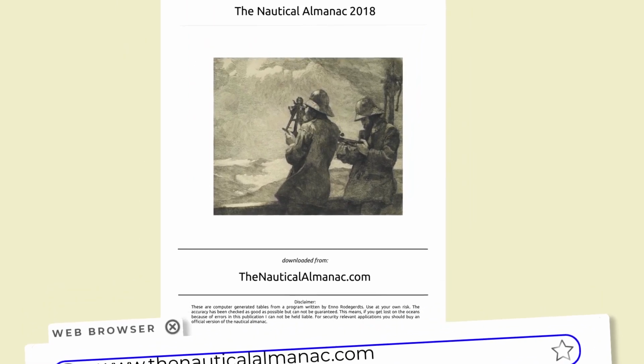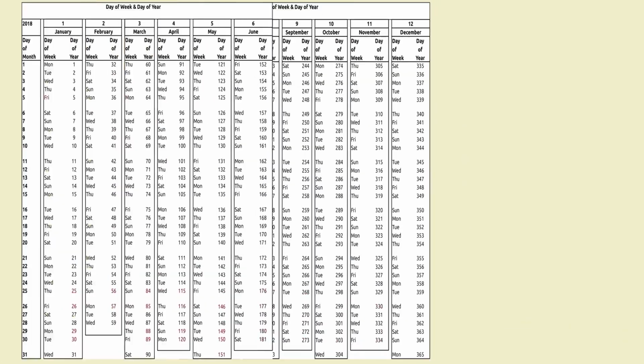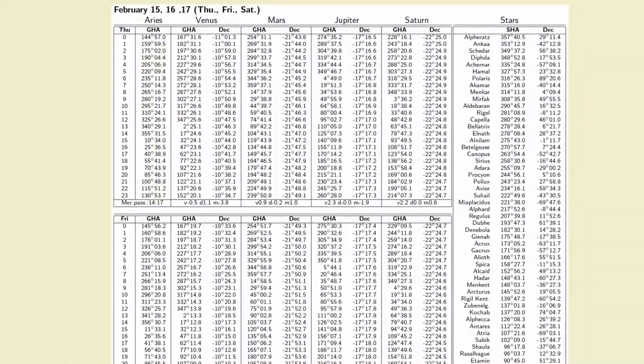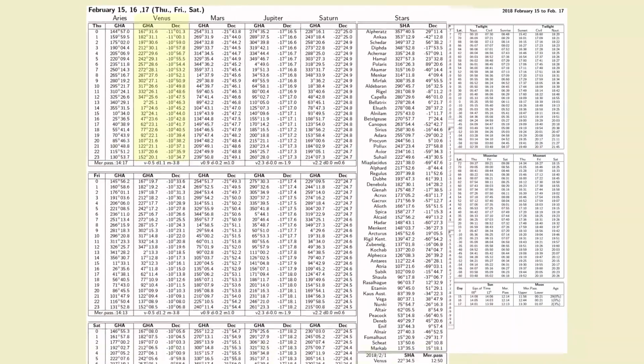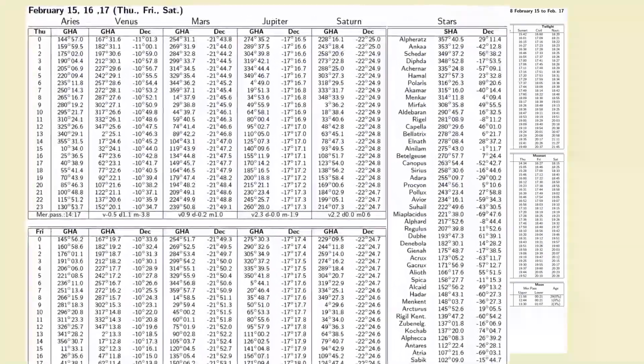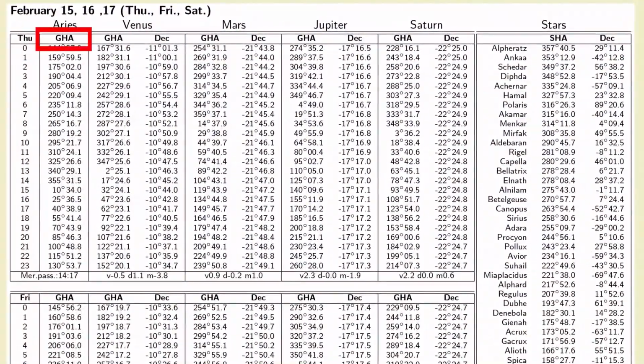First off, we need the daily pages for our date. So in our case it's pages 32 and 33. Now there are a few things to note here. Notice for Aries, Venus, Mars, Jupiter, Saturn, the Sun and the Moon, we're given tables for the Greenwich Hour Angle, or GHA. But for all the stars, we're instead given this table with SHA, or Sidereal Hour Angle.